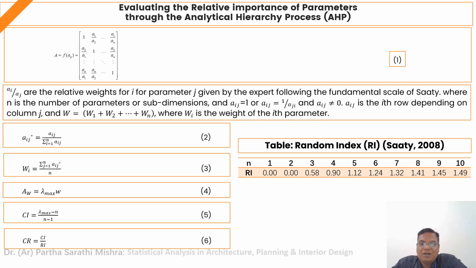Like that we can do all our calculations for the AHP process, and at the end we can say this is the relative importance of the parameters, and one parameter is more important than the other parameters.